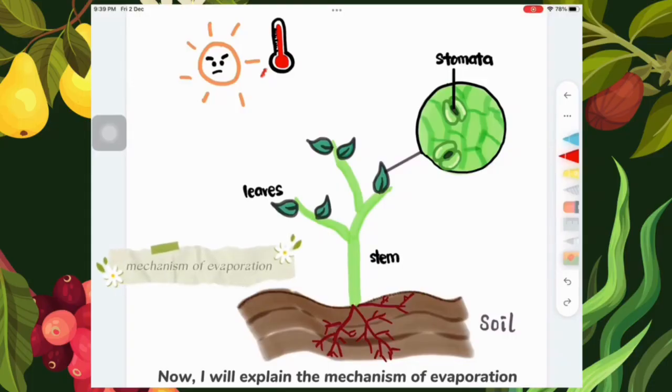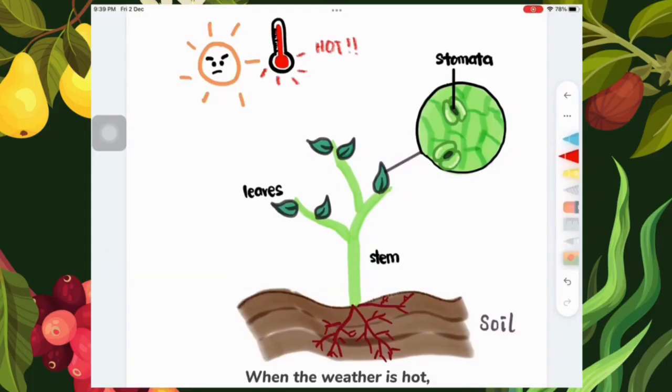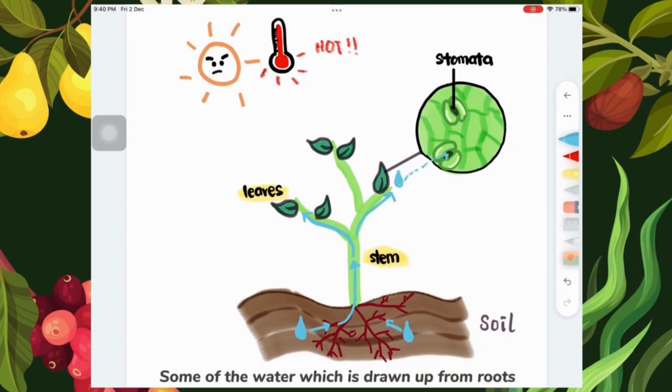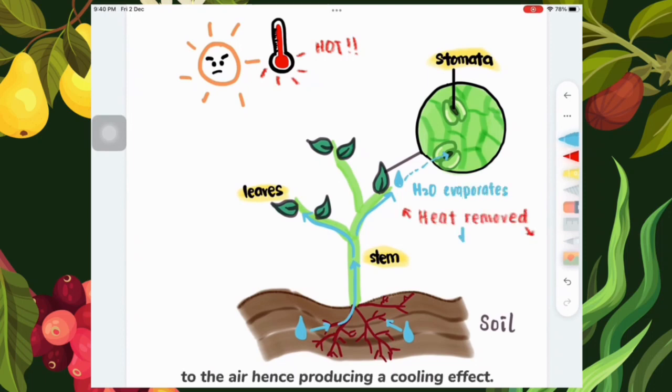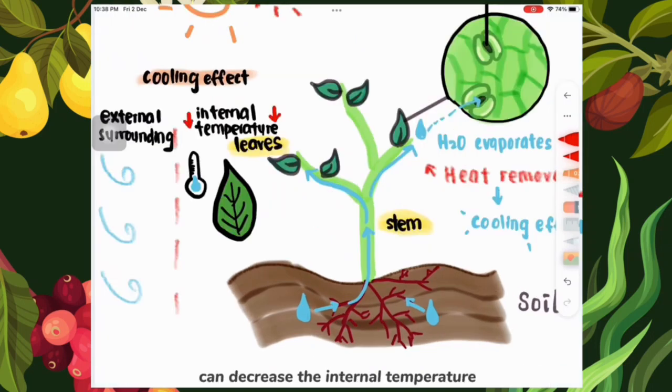Now I will explain the mechanism of evaporation. When the weather is hot, the water is drawn out by plant roots from soil and delivered to stems and leaves. Some of the water which is drawn up from roots will exit from the stomata pores, which are the tiny openings or pores in plant tissue that allow for gas exchange. And when the water evaporates, heat is then removed from the plant to the air, hence producing a cooling effect. The cooling effect can decrease the internal temperature as heat is lost to the surrounding.